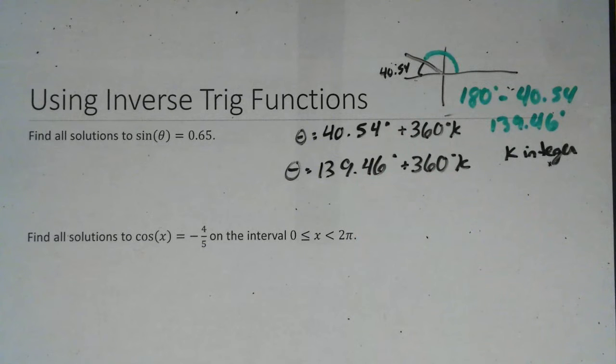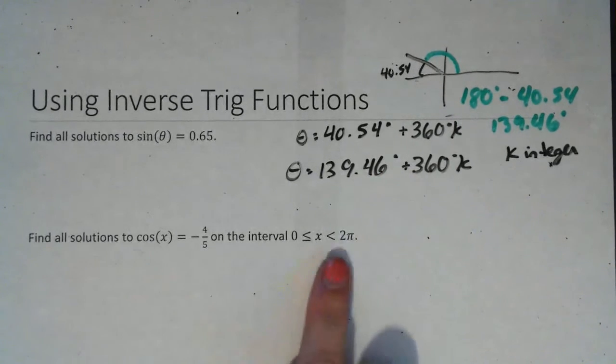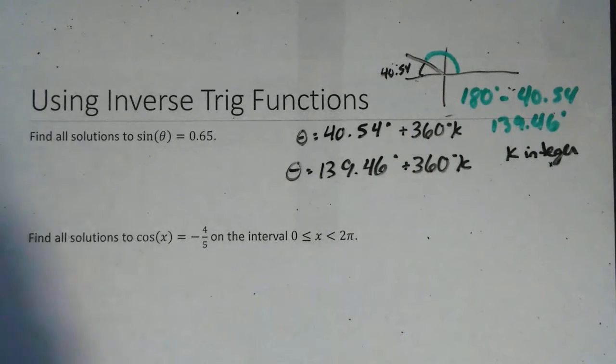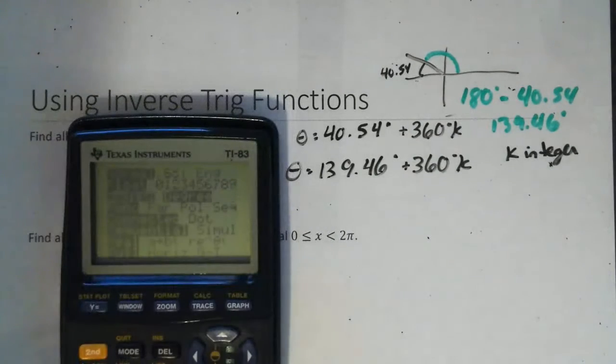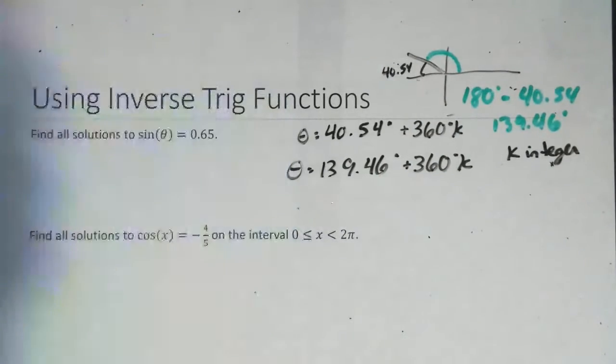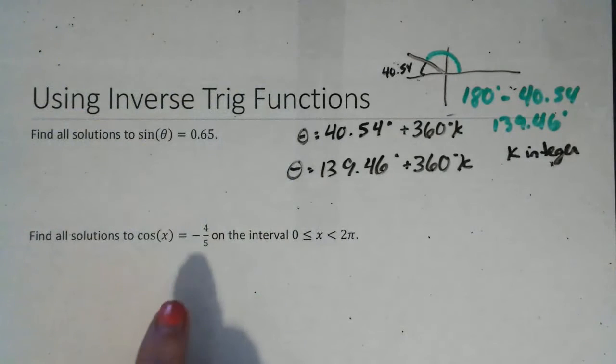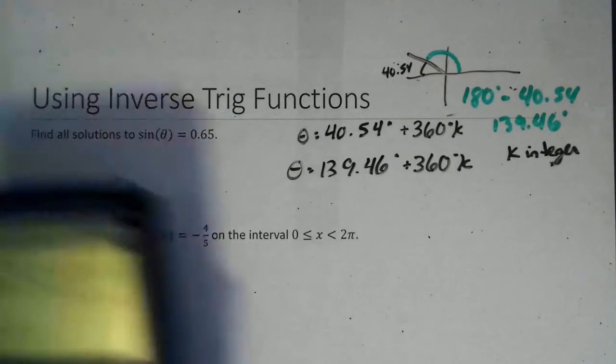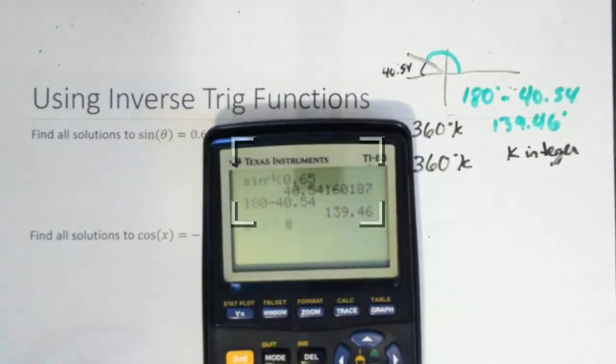Next up, we're going to find all of the solutions to cosine of x equals -4/5 on the interval 0 to 2 pi. So this time we're in radians. Make sure I switch my calculator over to radian. Okay. So if I type in the inverse cosine of -4/5, this will give me one of my answers.